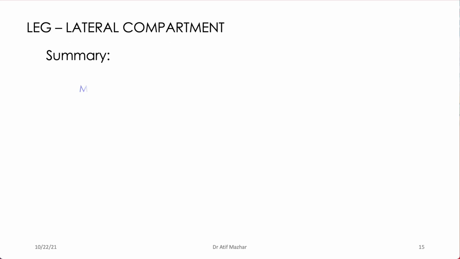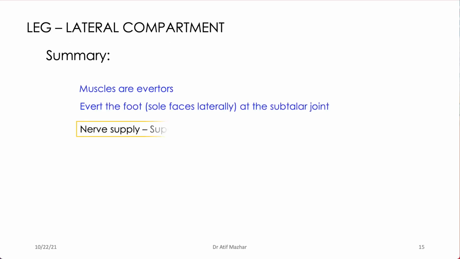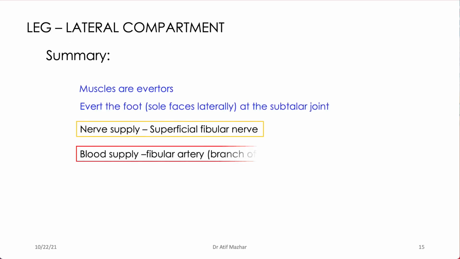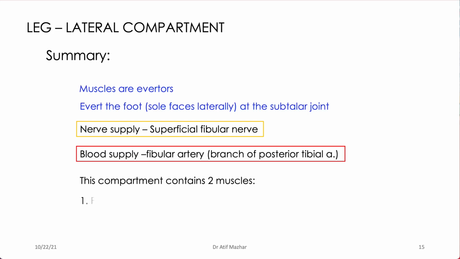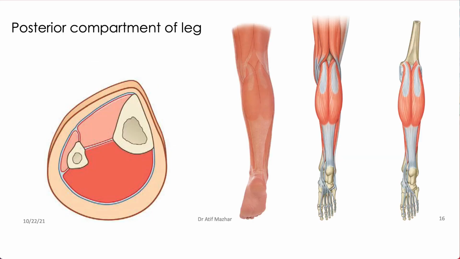Now this is the summary. We talk about these muscles, we look at their action, and we know their nerve supply. Then blood supply. You remember we talked about the popliteal artery, which gives anterior and posterior tibial arteries, and this is the fibular branch, which is from the posterior tibial artery. That is responsible for supplying blood to the lateral compartment of my leg, and the muscles were Fibularis longus and brevis. Now we'll be talking about the posterior compartment of the leg muscles.